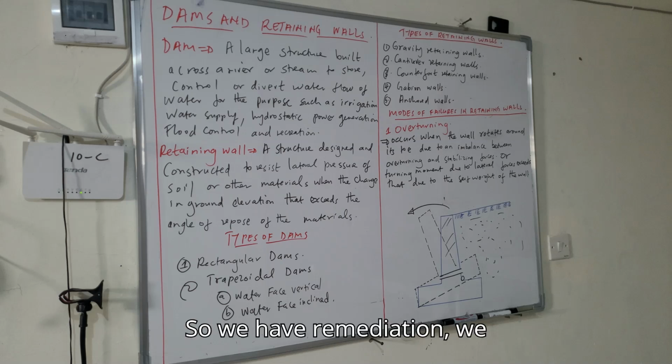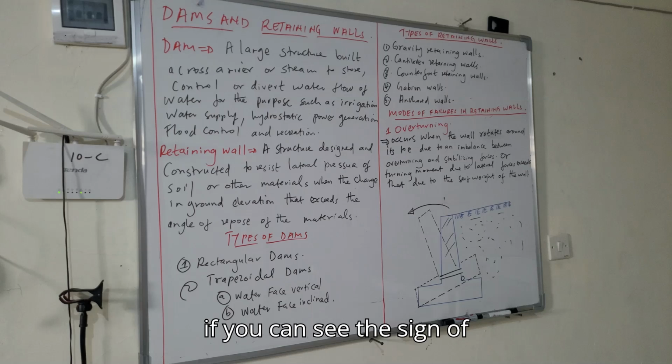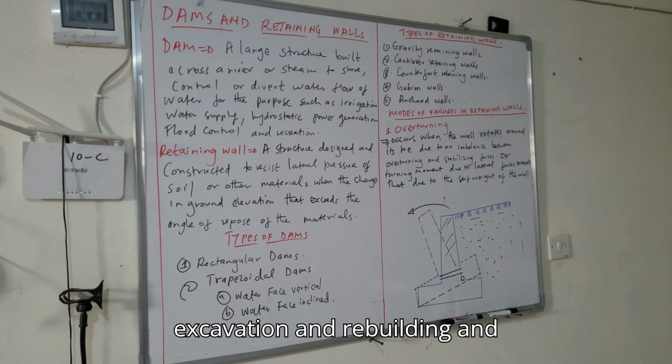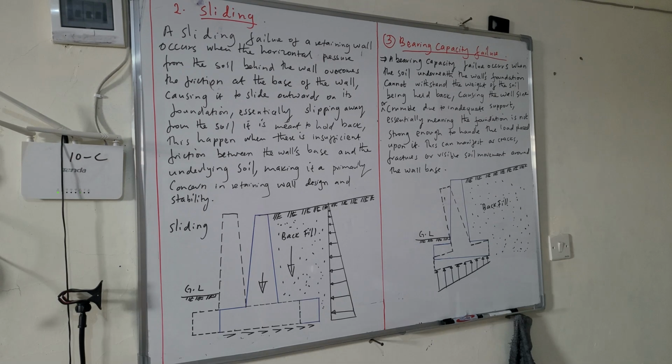So we have remediation. We have temporary bracing. You can brace it if you can see the sign of overturning, excavation and rebuilding, and soil stabilization. So number two, we talk about sliding.